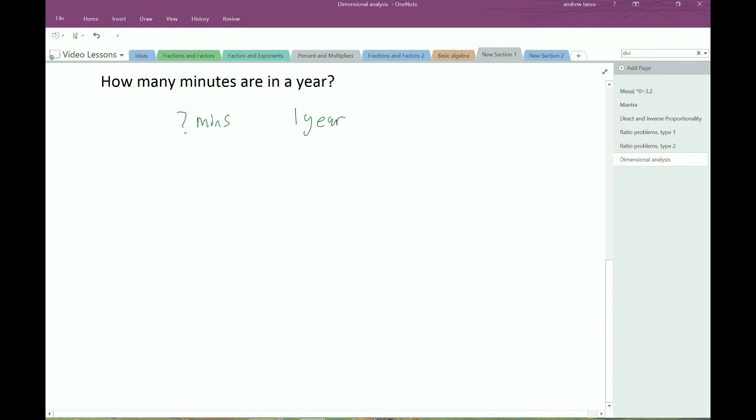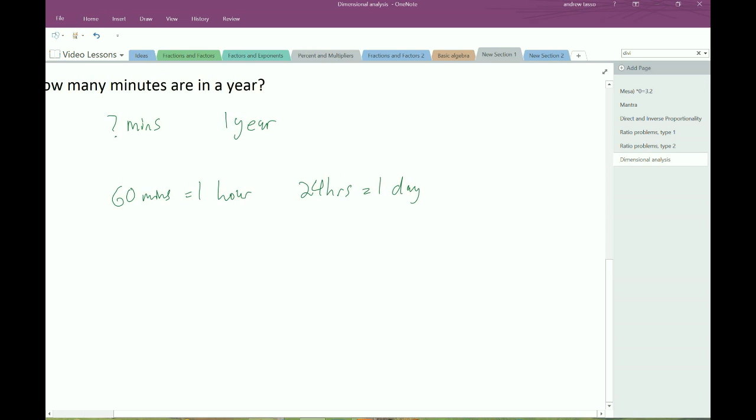So for this question, we're going to need to know the conversion factors between the units of time. So for example, 60 minutes is equal to 1 hour. How many hours are there in a day? 24 hours is equal to 1 day. And how many days are in a year? 365. If you want to be careful, you can use the 1/4 for the leap years, but for now we'll leave that out. This will be days per year.